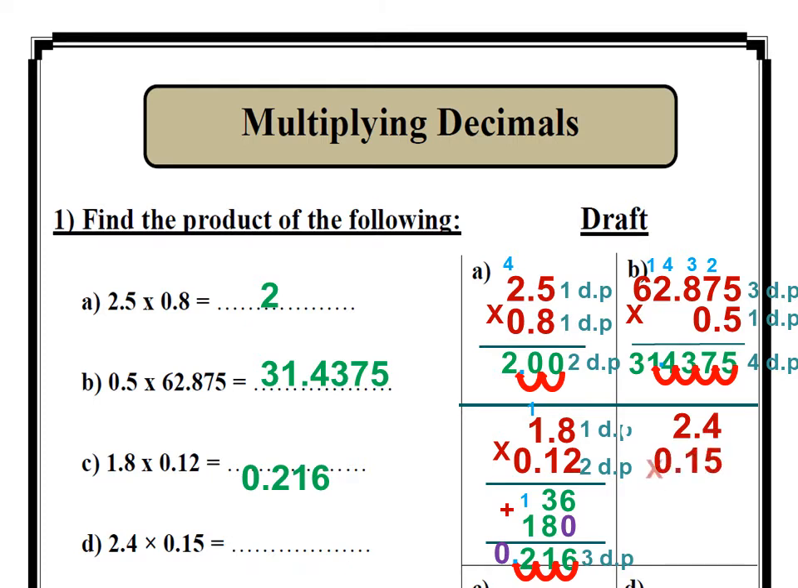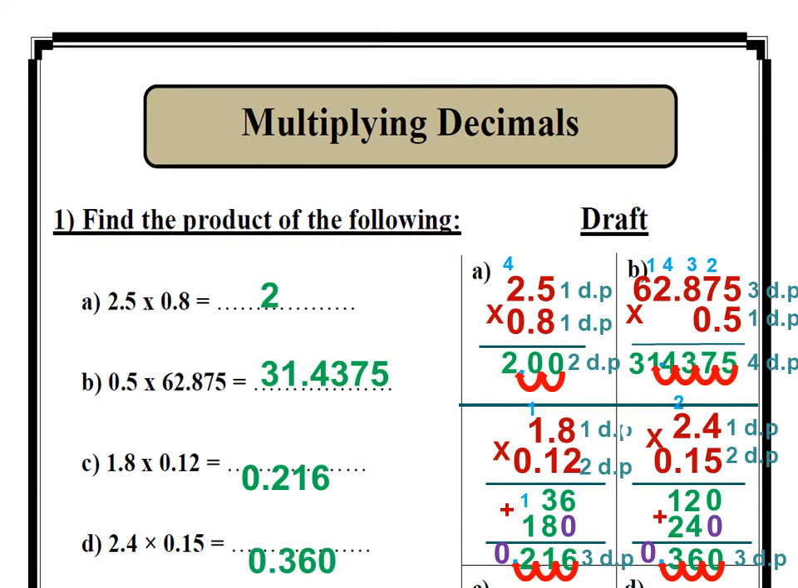2.4 times 0.15. Let's start from the right side. 5 times 4, which is 20, 0 and carry up 2. 5 times 2, which is 10, plus 2, 12. Okay, blocking 0. 1 times 4, which is 4. 1 times 2, which is 2. Addition. 0 plus 0, 0. 2 plus 4, 6.